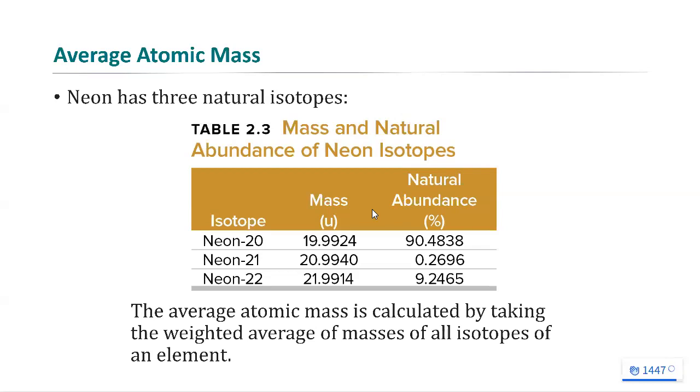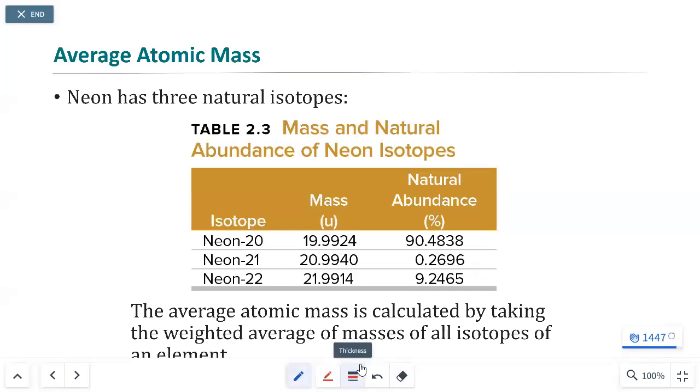Average atomic mass comes about as a result of calculation. In particular, what we are looking at is the comparison of the mass of a particular isotope relative to its abundance. So the more prominent an isotope is, the more of an effect it's going to have on the average mass of the substance. Now, again, this is a weighted average.